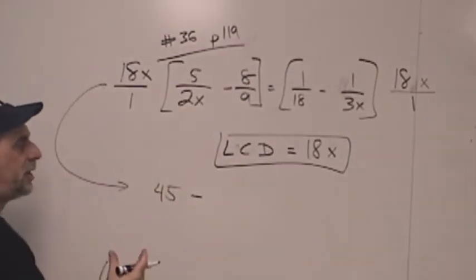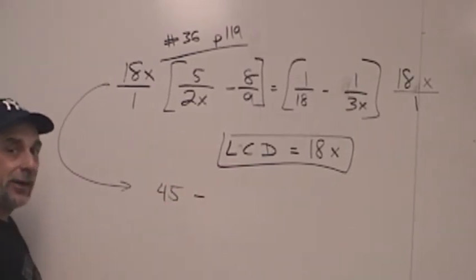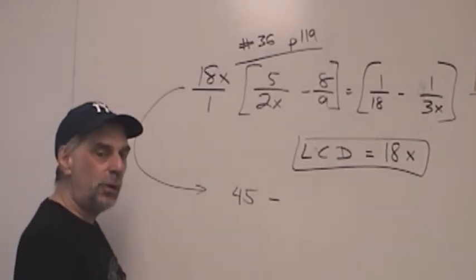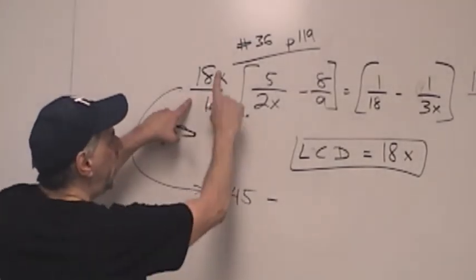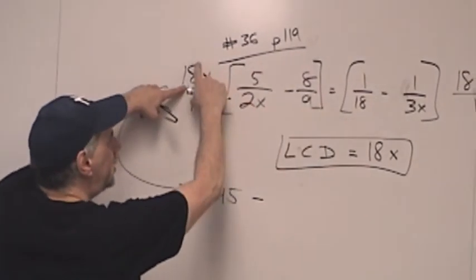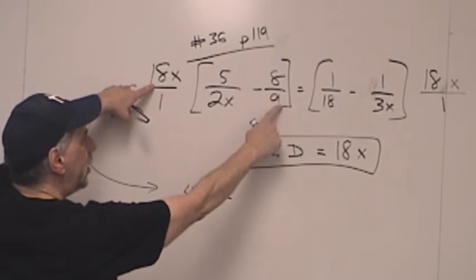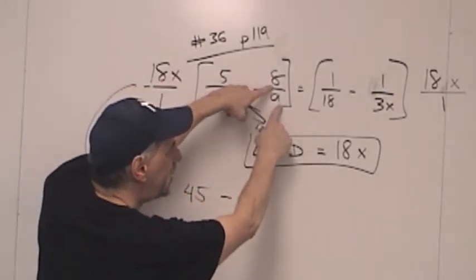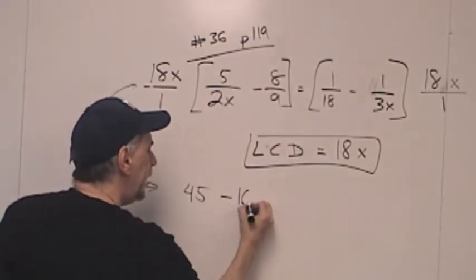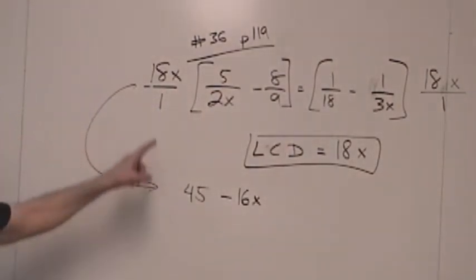And remember, after this step, the reason we're doing this is because it'll make the fractions disappear, and then we'll just be left with a linear equation with no fractions. So this fraction times this one, again, simplify, 18 over 9 becomes 2. So I got 2 times x times negative 8, so that's negative 16x. I did that right.